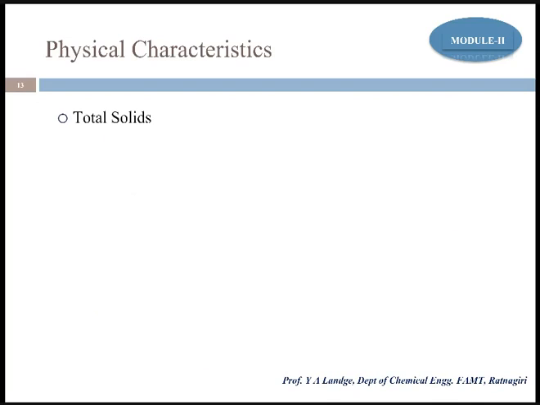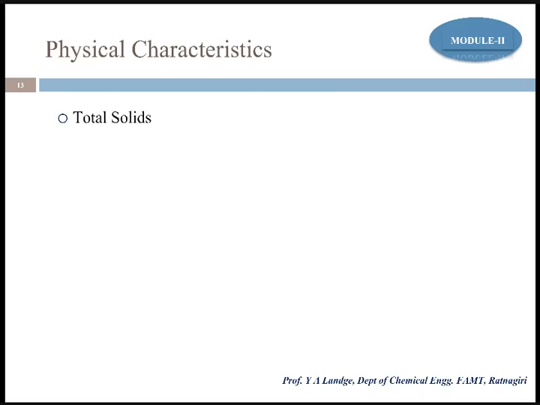Now, another physical characteristic is total solids. Just like I said, turbidity is decided on the basis of how much solid matter is present in the water. Now, what do we mean by total solids? What is meant by dissolved solids? And what is meant by suspended solids? It is very interesting that when the word solid comes up in wastewater or environmental engineering, what is the meaning of total solids?